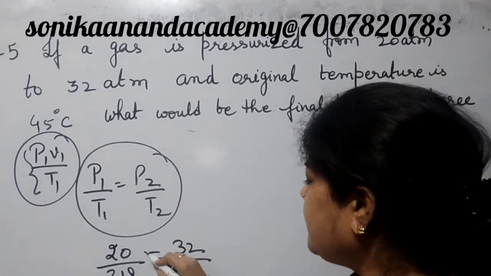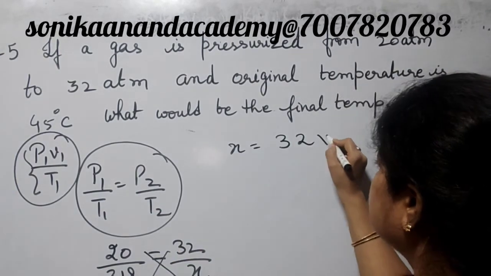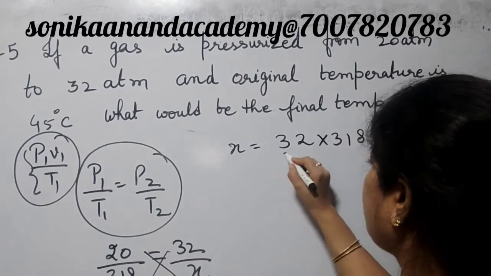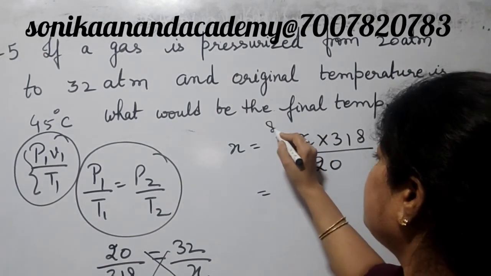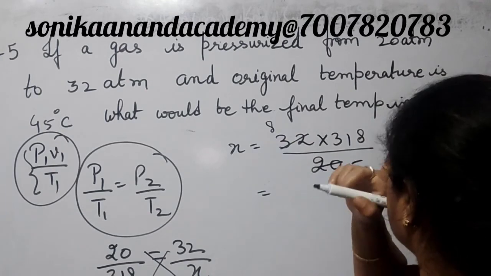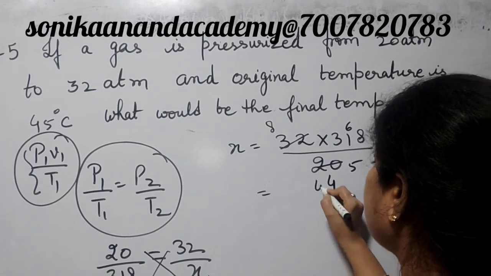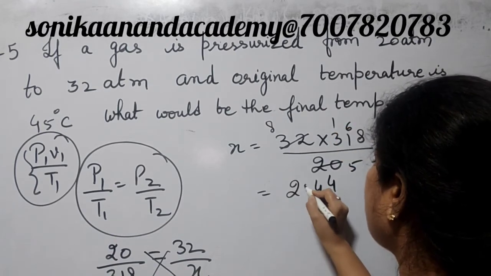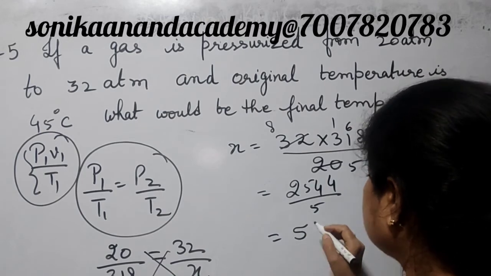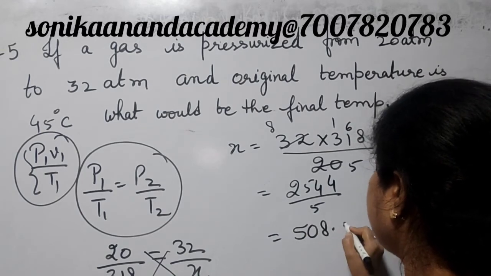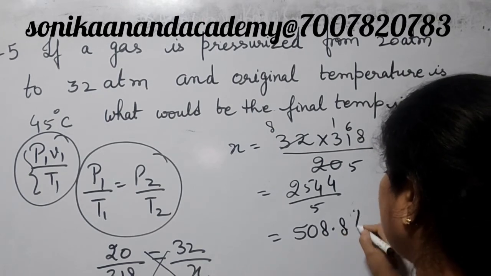So when we cross multiply, we get X equal to 32 into 318 over 20. Now 4 8s are 32, 4 5s are 20. Now multiplying, 8 8s are 64, and so on, we get 25 over 5. Divided, 5 5s are 25, and so on, which gives 508. This is the temperature in Kelvin.